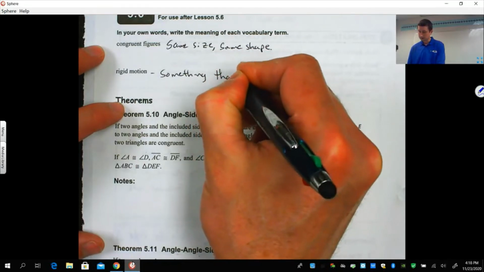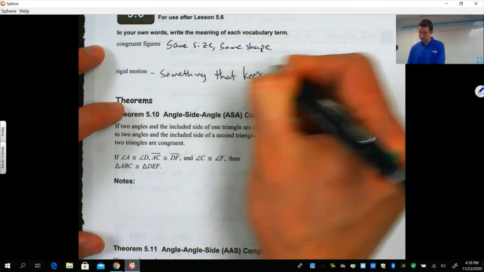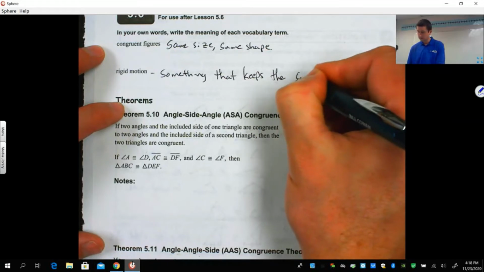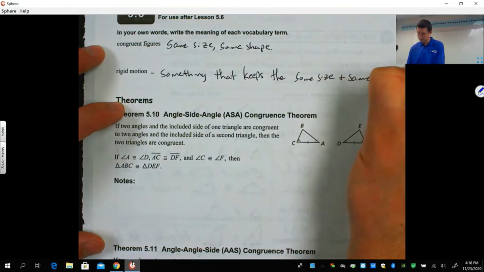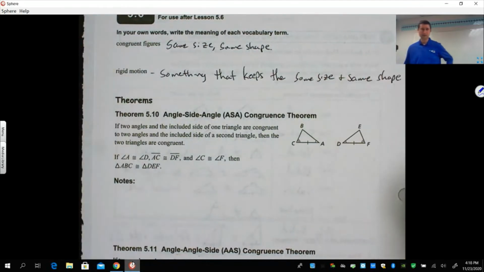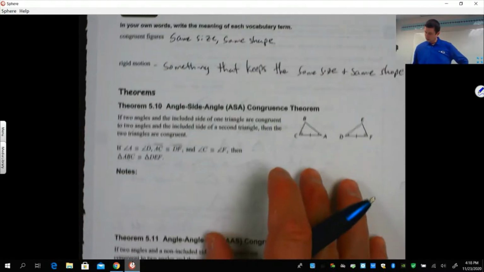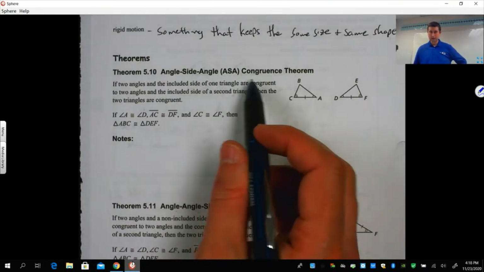Something that keeps the same size and same shape. Okay, we've talked about a lot of that with transformations, a rigid transformation. Okay, so this is the angle side angle, the official theorem there.